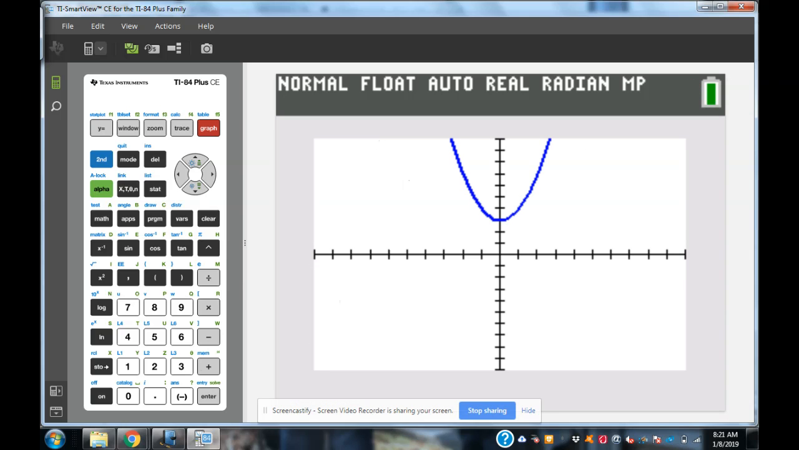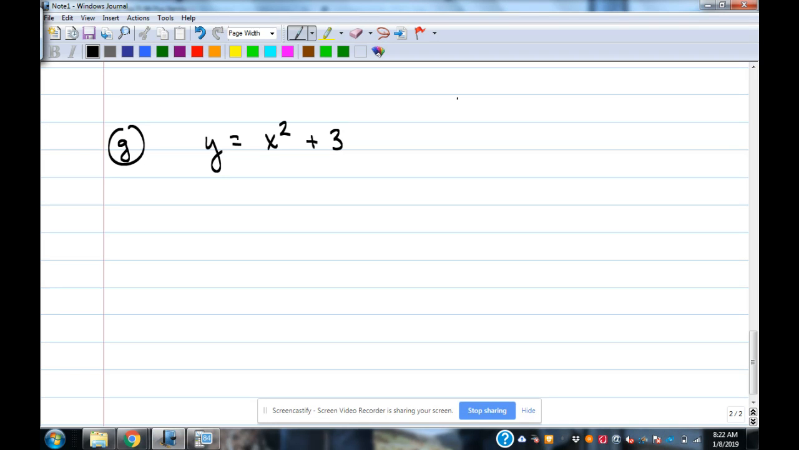And hit graph. If you're not seeing the same window, hit zoom 6, that will set your window to the 10 by 10 window, which is the normal window. Would that graph pass the vertical line test? Yeah, absolutely it would. If we were going to have to graph it by hand, you could do that.